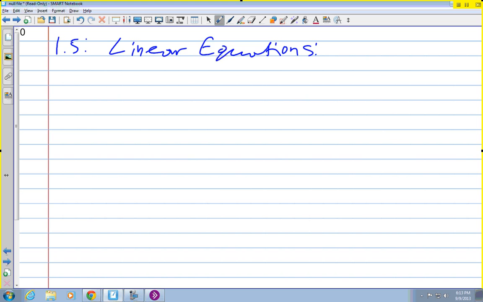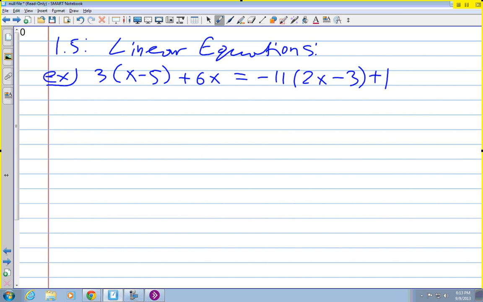So here's the first example, pretty straightforward. If you were asked to solve this equation, 3 times x minus 5 plus 6x equals negative 11 times 2x minus 11 plus 1, would you have any difficulties solving this equation? And I'm glad you're going sideways. So how do you solve that? What do you do?